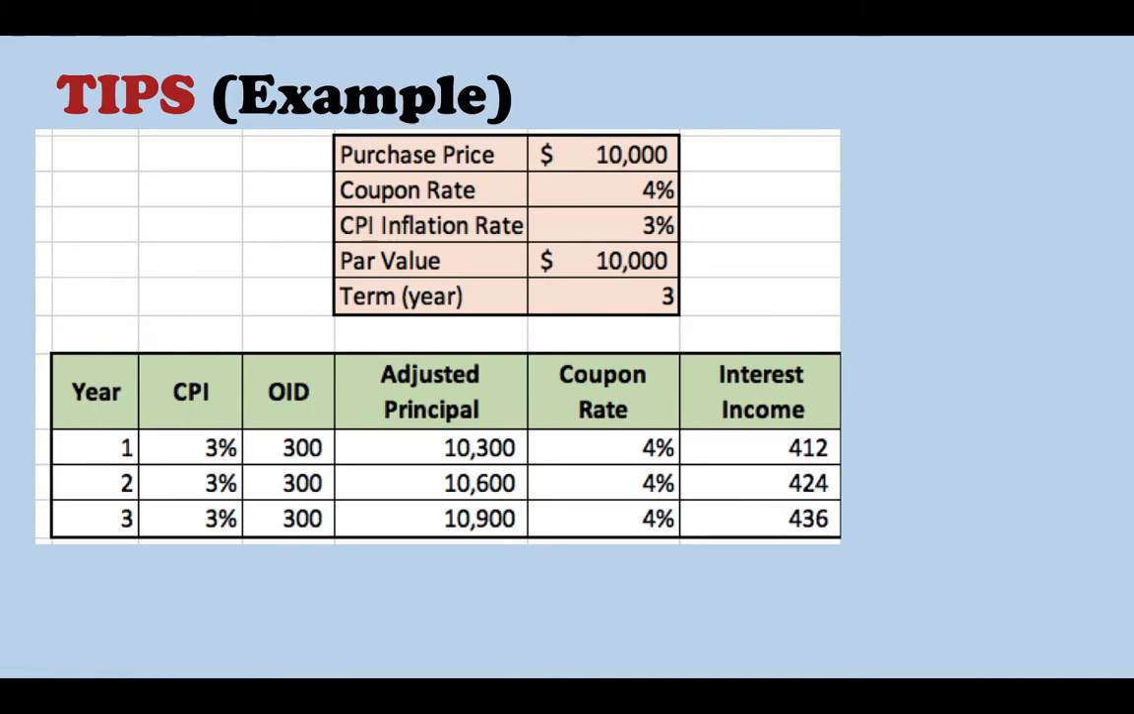However, I just want to mention the CPI. I assume CPI is 3% a year. However, in reality, they use inflation factors like this to adjust the principal for inflation every year. Anyway, I'm just simplifying in this example.